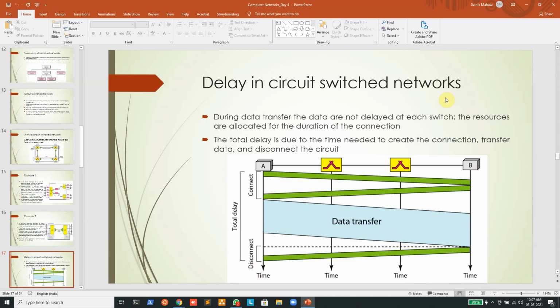Obviously, whenever we have a circuit switched network, there will be 3 phases. First is the setup phase, in which A and B will be connecting, and the physical connection will be there. Then there will be a data transfer phase like this, and lastly, after receiving the acknowledgement, there will be a teardown phase. So this is the concept of a circuit switched network.